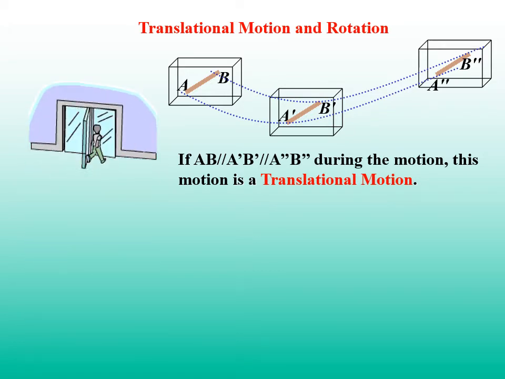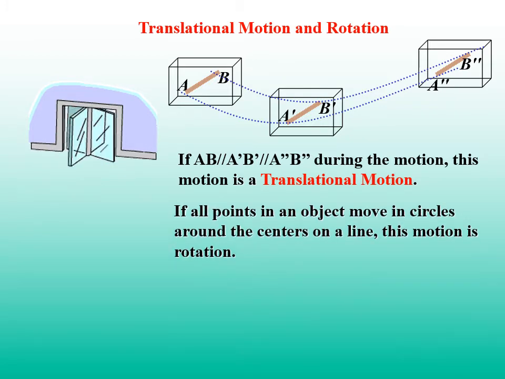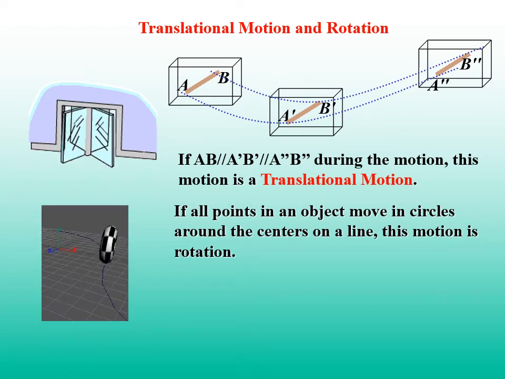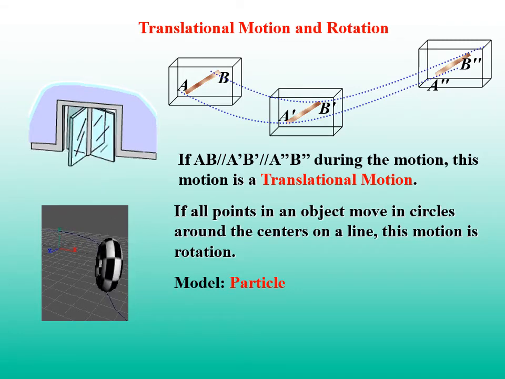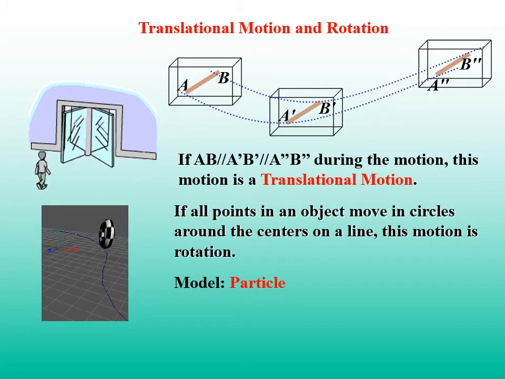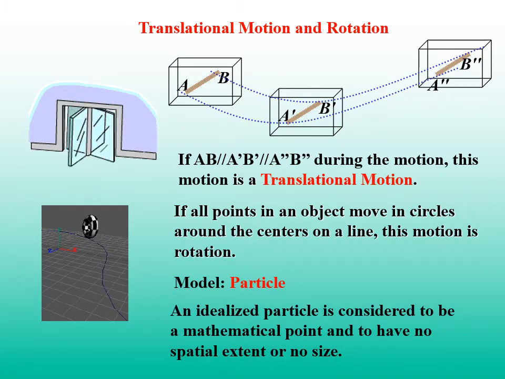If all points in an object move in a circle around centers on a line, this motion is rotation, just like a revolving door in some shopping malls. The particle is a model for representing an object that can undergo only translational motion. It is useful in many real situations where we are interested only in translational motion and the object's size is not significant.